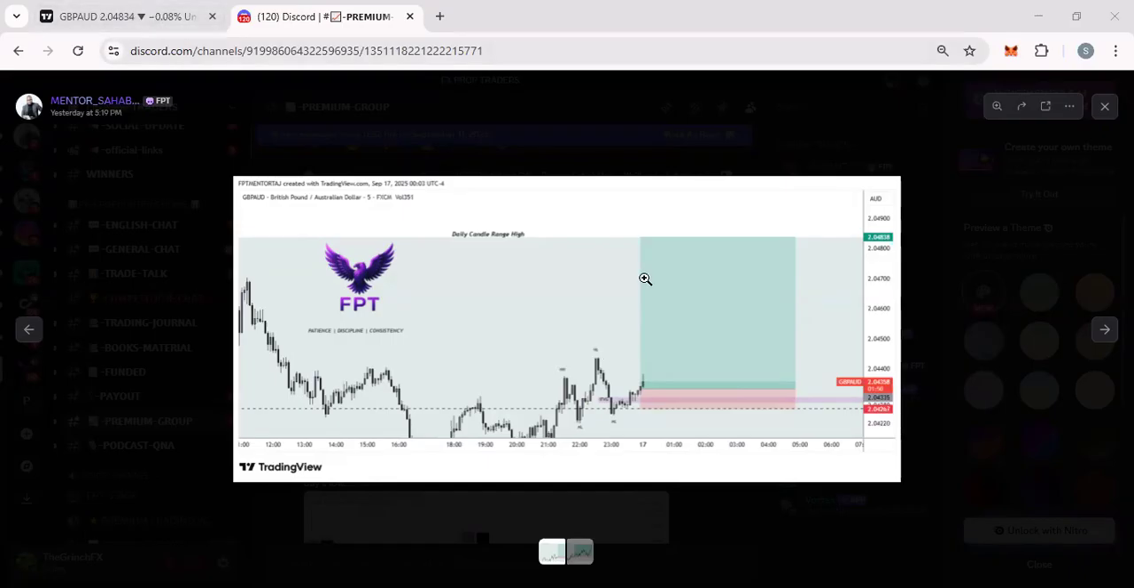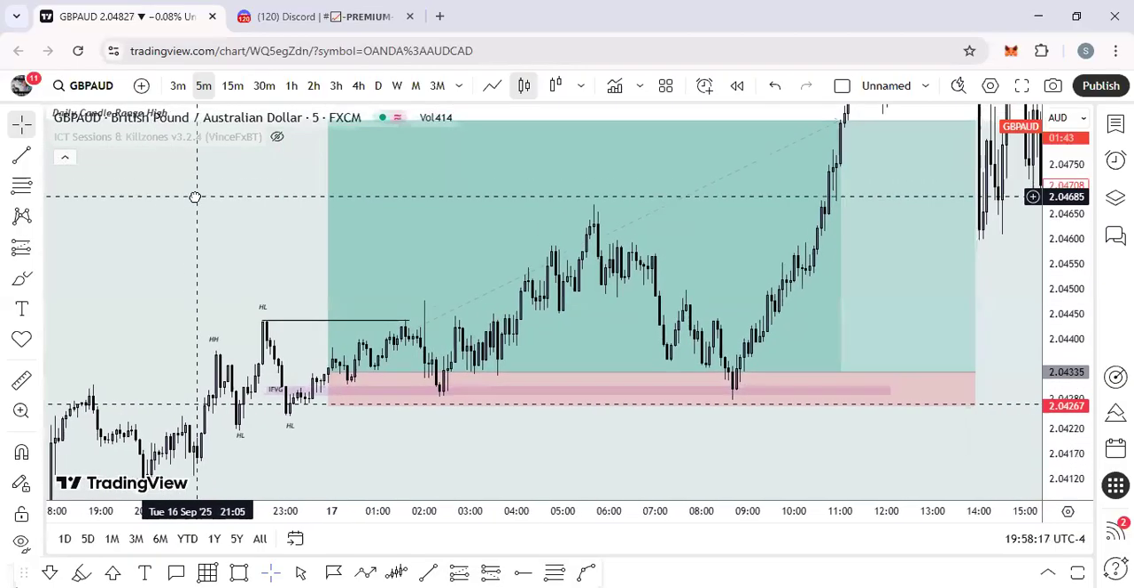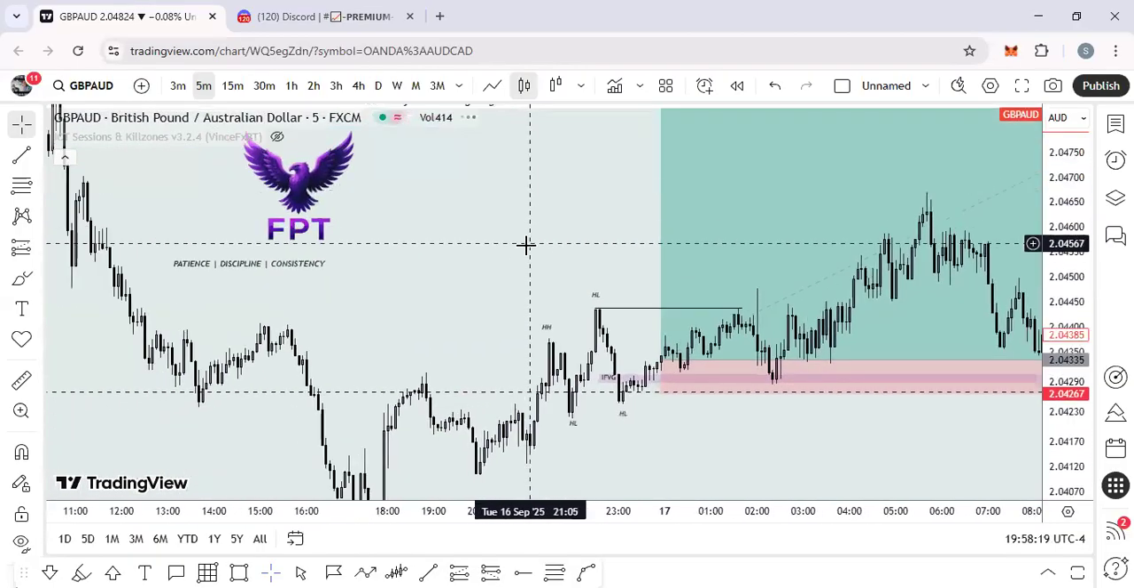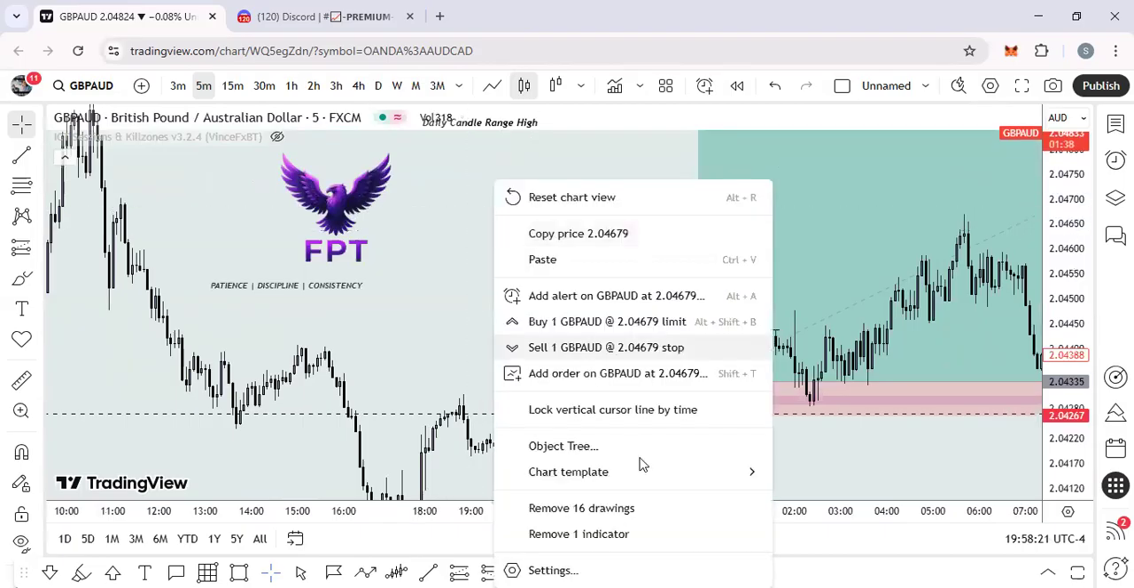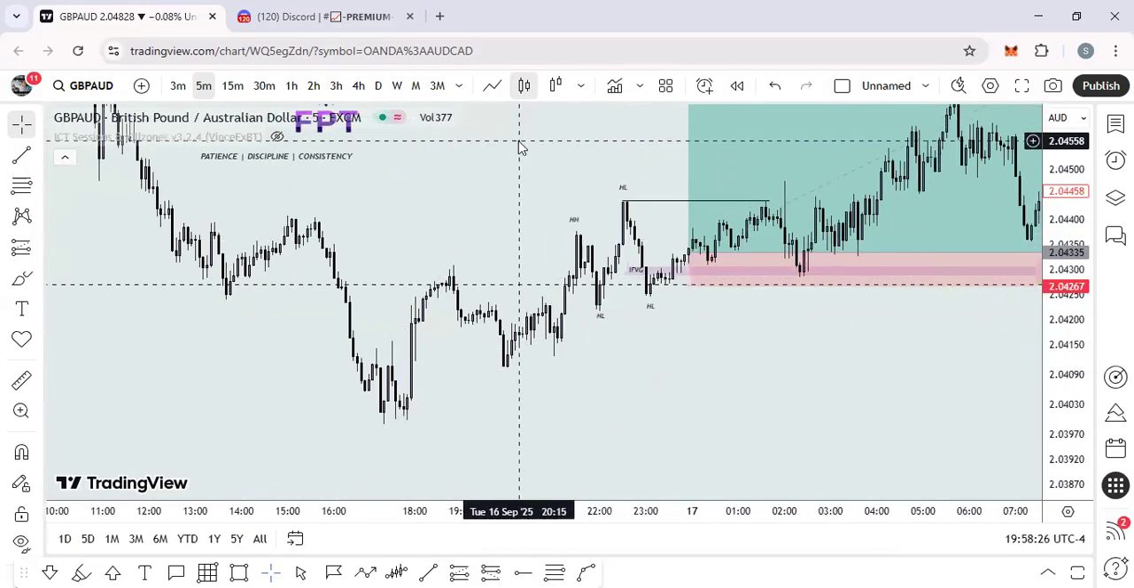This was the before picture, and this is how it turned out. All right, so we're going to do a chart breakdown. Let me just clear this. This was on September 17.